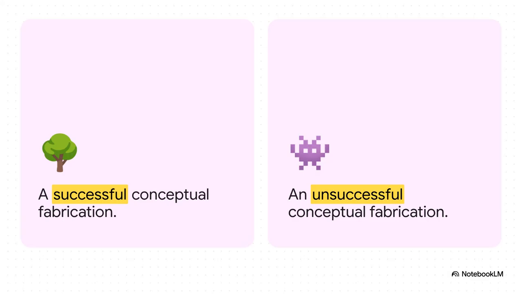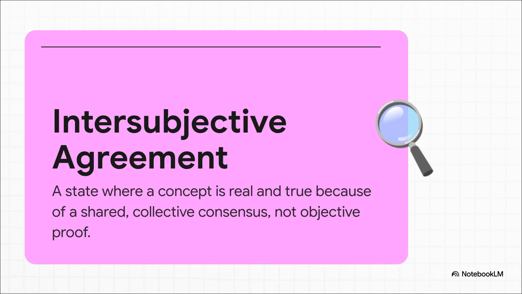So what's the real difference between our idea of a tree and a totally made-up word, like, say, a trog? Well, the only meaningful difference is that billions of us have agreed that tree is a useful and valid category. It's a concept we made up that succeeded simply because of mass consensus. And this brings us to this really big idea, intersubjective agreement. A tree is real to us not because of some cosmic law, but because we all agree that it is. This shared consensus is like the invisible glue holding our entire conceptual world together.